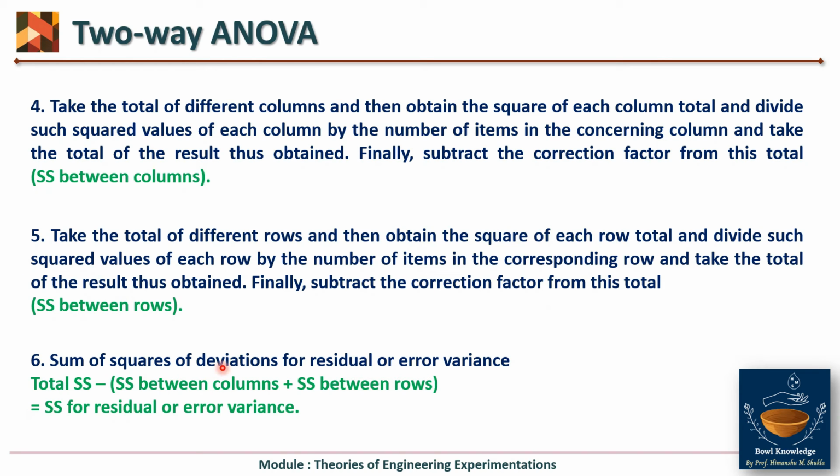Okay, then here there is a new term, वहाँ पे था total SS. Now here there is a term called sum of square of deviation for residual. So residual कैसा निकालेंगे, total SS minus इन दोनों का sum. So total SS minus SS between columns plus SS between rows. Just listen to it now. Once the numerical or example is in front of you, everything will be clear. So have patience for a few more slides.